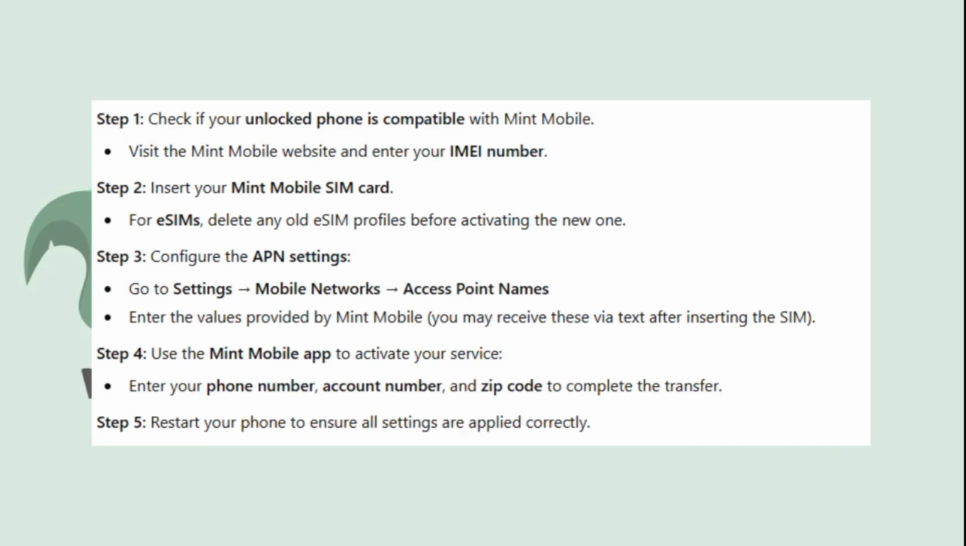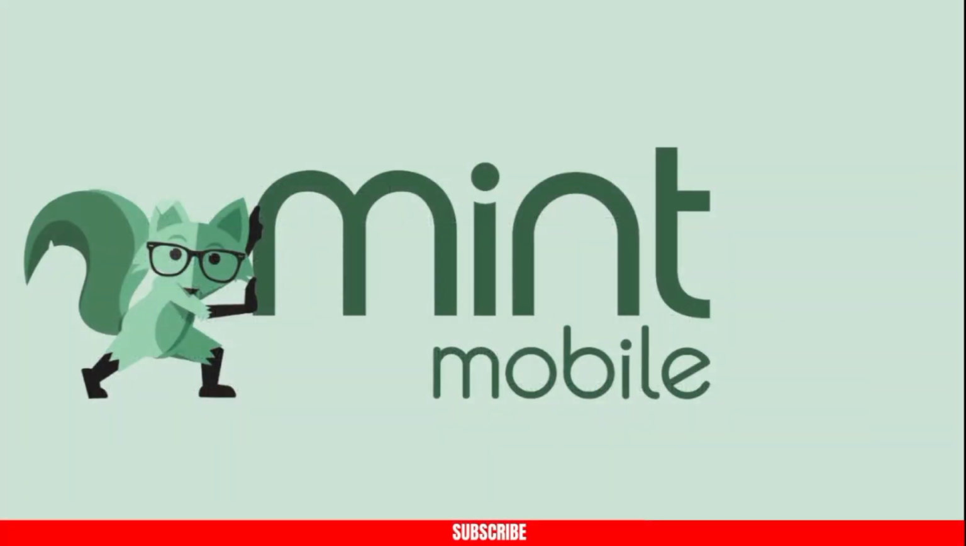Use the Mint Mobile application to activate your service. Enter your phone number, account number and zip code to complete the transfer. Then restart your phone to ensure all settings are applied correctly. And that's all.